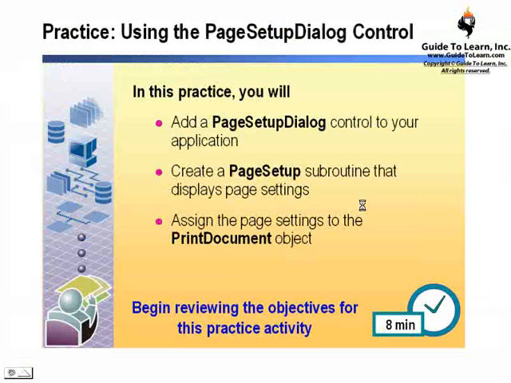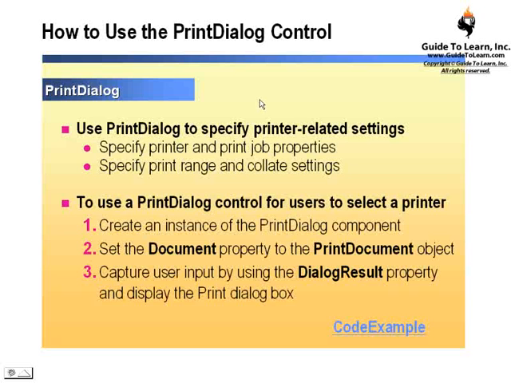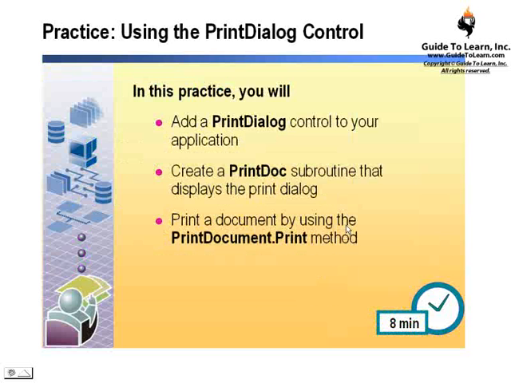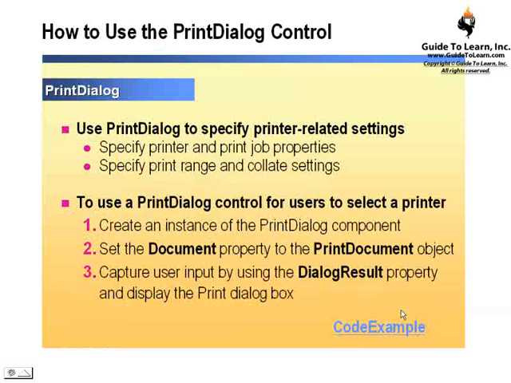And finally, the print dialog. After you're done with the page setting, after you found out about your printer itself and set your document, now it's time to print. So the print dialog specifies the printer related settings, like specify printer and print job properties, as well as the collate settings and range. Again, this is another code example, and I'll give you some time to do those practices. But let's take a look at this example here.